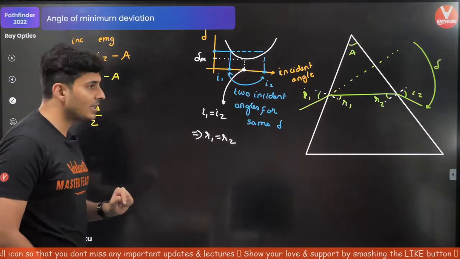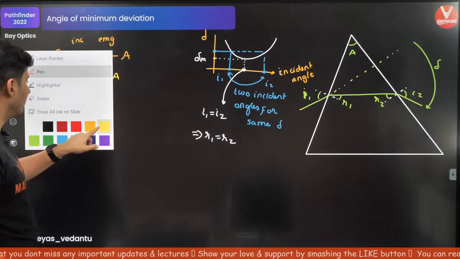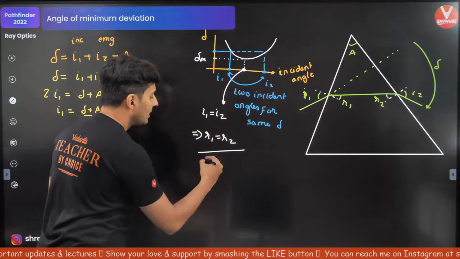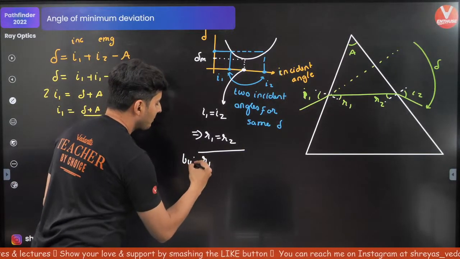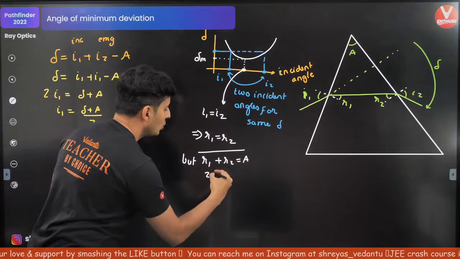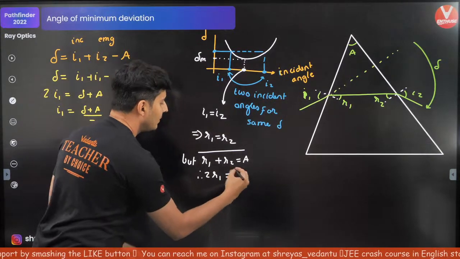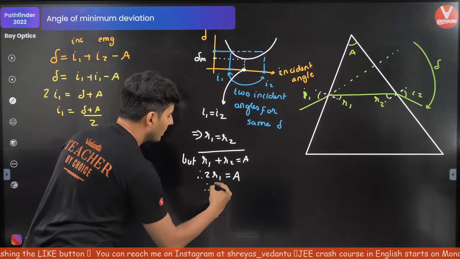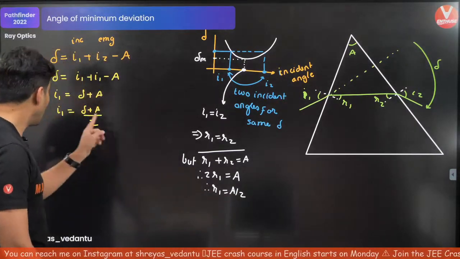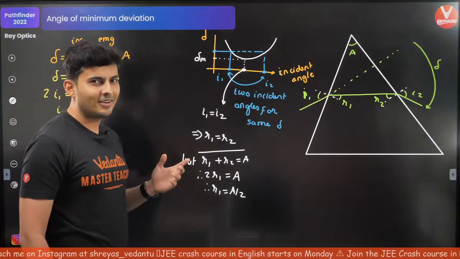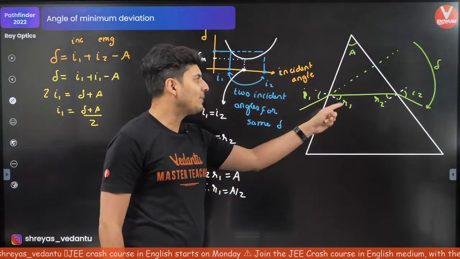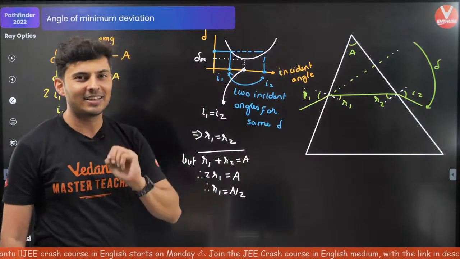And since R1 is equal to R2, what else do I get? Think about it. Remember, R1 and R2 together give you A, right? So 2 times R1 will be A because both of them are equal. Therefore, R1 will be just A by 2. So I have found out R1, I have found out I1. There is a reason why I did that: I can apply Snell's law and find some amazing relationship.